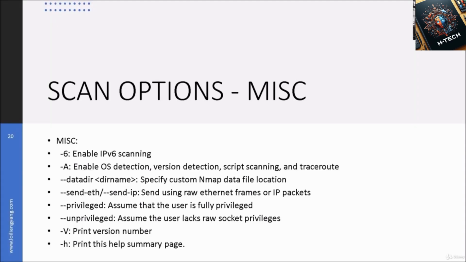So of course, we also got the miscellaneous scan options. If you are running on an IPv6 network, you could use -6 on that. And of course, we could use -A to enable a number of options like OS detection and version detection, so multiple things could be enabled in one shot.